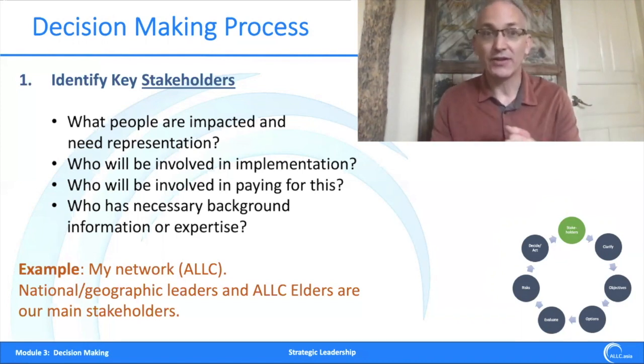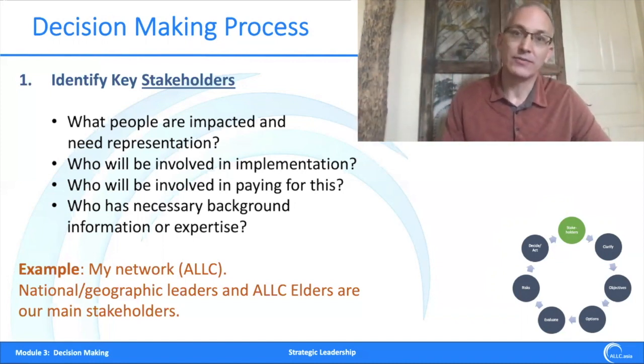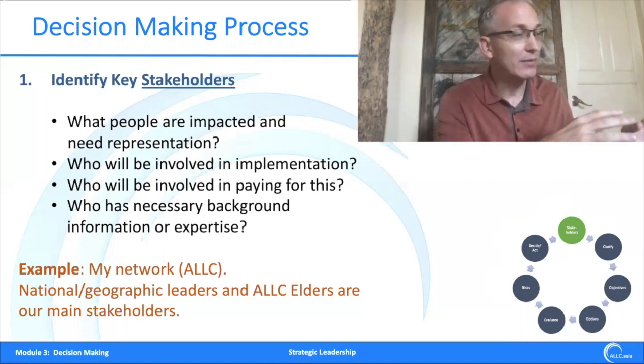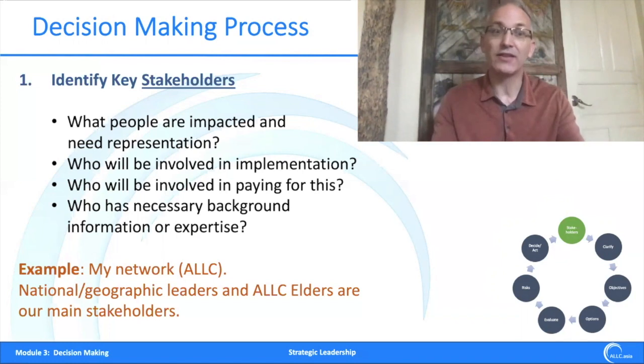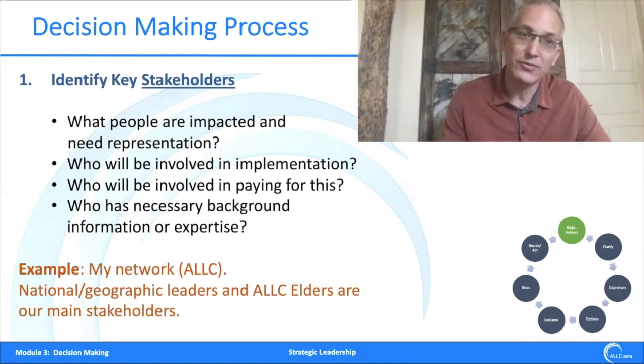Questions we can ask to identify key stakeholders are things such as, who might be impacted by this decision and therefore need to be represented in the decision. If people are going to be impacted by it, there's a good chance that you need to consider them and get their input and allow their voice to be heard in this decision-making process. So who are those people?